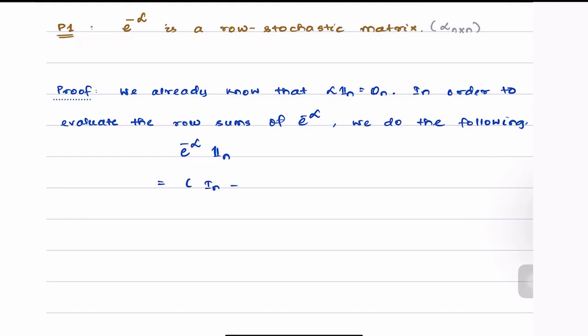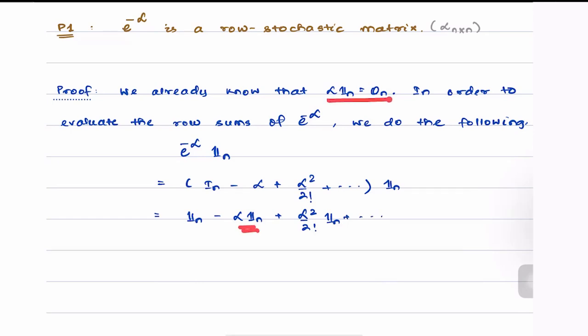And then similarly, the second term will be L, just L plus L squared divided by 2 factorial, so on and so forth. And we multiply 1n into it. So we take this 1n inside this bracket. Then we get In times 1n is simply 1n. And we have L times 1n plus L squared by 2 factorial times 1n and so on.